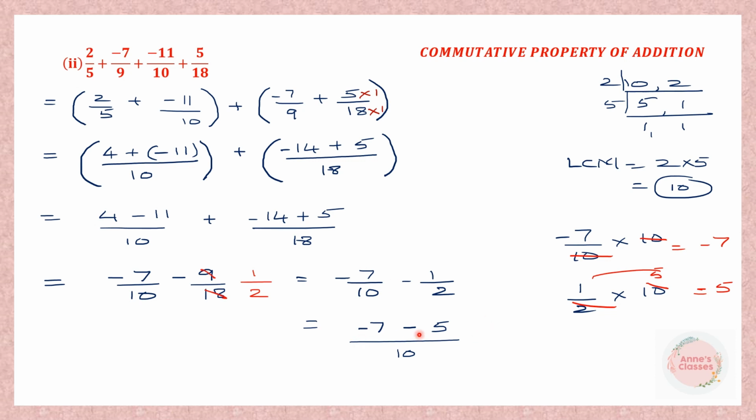Here signs are the same, so we put the same sign and we add. Minus 7 plus 5 is 12, minus 12 by 10. Now look at 12 and 10, you can reduce it to the lowest term. Both are divisible by 2. 2 6s are 12 and 2 5s are 10. So our final answer will be minus 6 by 5. So this is our final answer to this sum, minus 6 by 5.